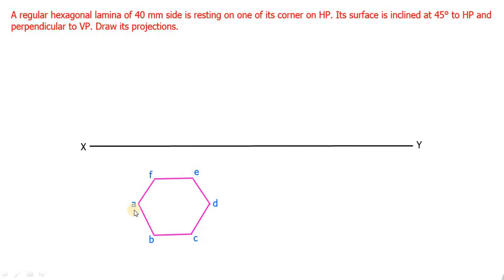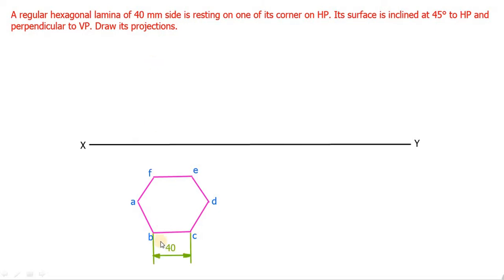Name all the corners, that is A, B, C, D and up to F. Okay. These are all the names of the corner. So then let us mark the side. What is the dimension of the side? So it is given as 40 mm. So you have to mark that. So I have taken BC side as 40. So in this way you have to mark the dimension.